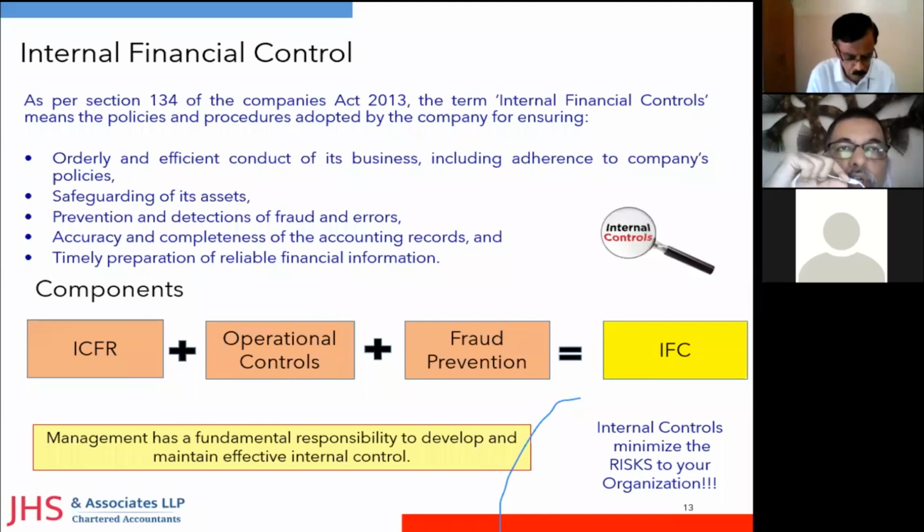So generally, you would see that listed entities try to comply within timelines of 60 days, 45 days of the year end. And private limited organizations also have started timely closing of their books of accounts with the advent of GST.